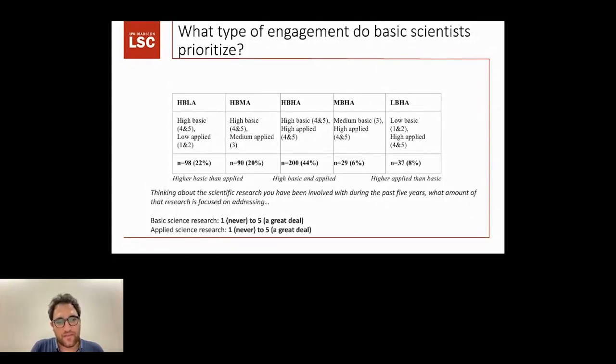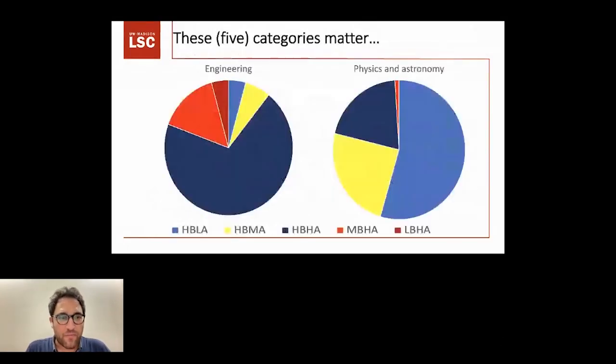the next one is high basic, medium applied, then high basic, high applied, medium basic, high applied, low basic, high applied. So low basic, high applied would be those individual scientists who think their research is highly applied and not so much basic. You can see the breakdowns here. Interesting to note, 44% of the sample came into this high basic, high applied category across all the different fields, which is similar to the distribution Sarah showed earlier, showing some overlap with that.